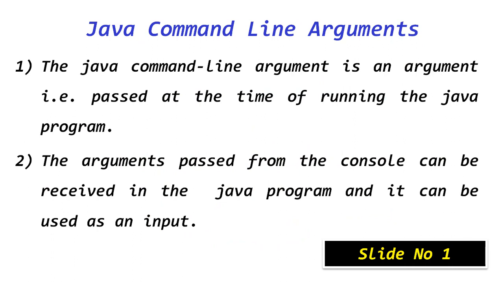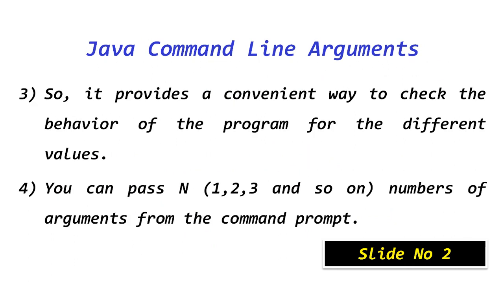First of all, what is the meaning of a command line argument? The Java command line argument is an argument that is passed at the time of running the Java program. I will explain these contents using the BlueJ platform. The arguments passed from the console can be received in the Java program and used as an input. So it provides a convenient way to check the behavior of the program for different values. You can pass 1, 2, 3 and so on, any number of arguments from the command prompt.